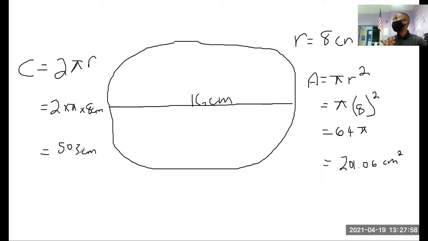Some might say finding the circumference of a circle is literally finding the perimeter of some other shape. You have a rectangle or a square and you find the perimeter of this shape. Circumference is the same, but it's for circles.